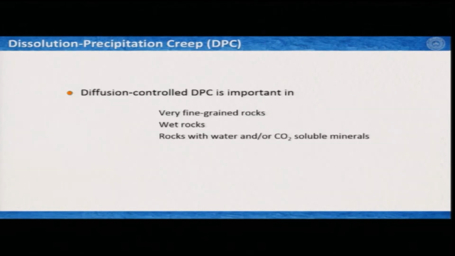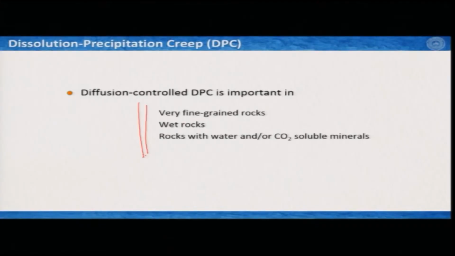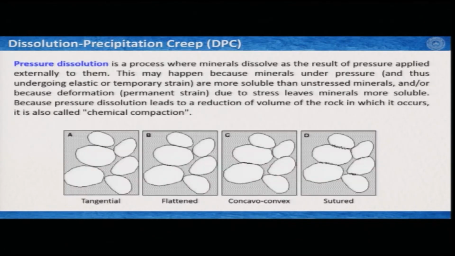Now, diffusion controlled dissolution precipitation creep is important in very fine grained rocks, and the rock has to be wet, and mostly rocks whose compositions include minerals which are soluble in water or carbon dioxide. Fundamentals of dissolution precipitation creep. Now, there are some ideas that we can think of.